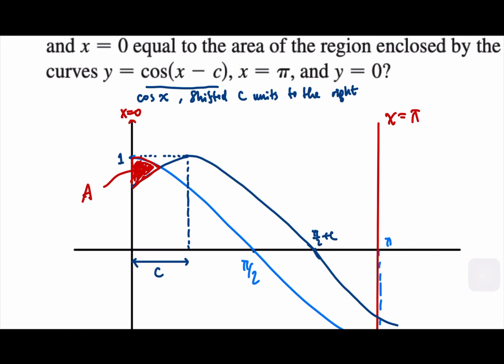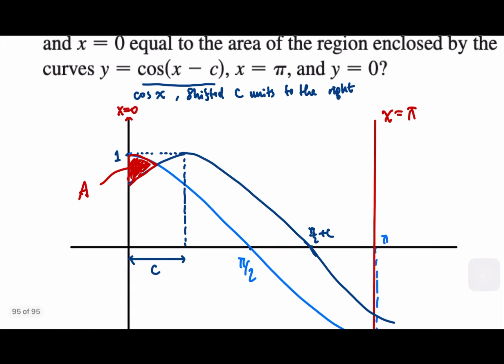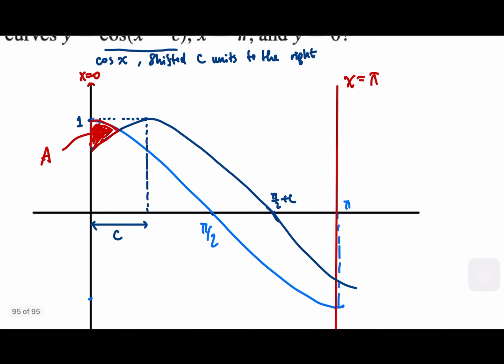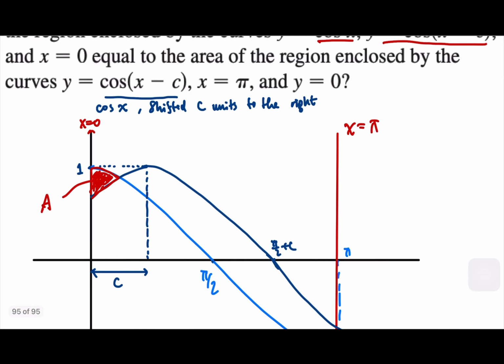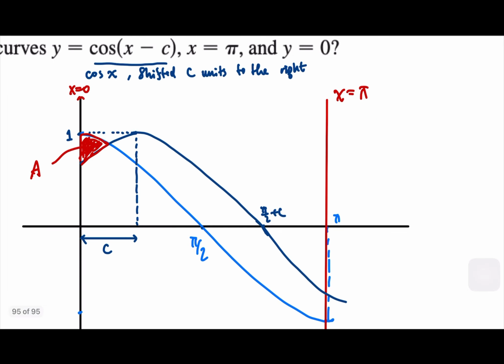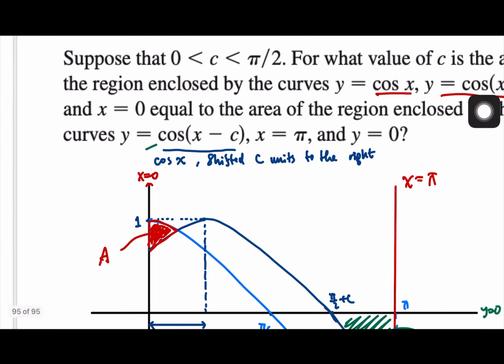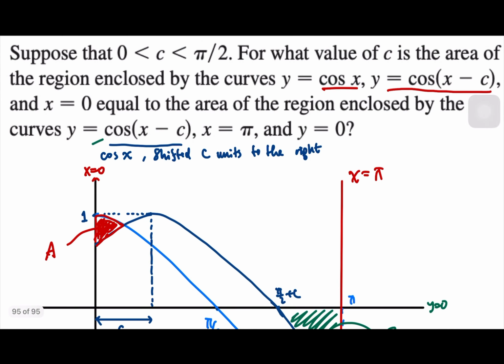The second one should be cos x minus c, x equals pi, and y equals 0. So this is y equals 0. So this should be the area. My drawing seems not really proportional, but from the information given, this area should be equal, and it's asking what is the value of c.